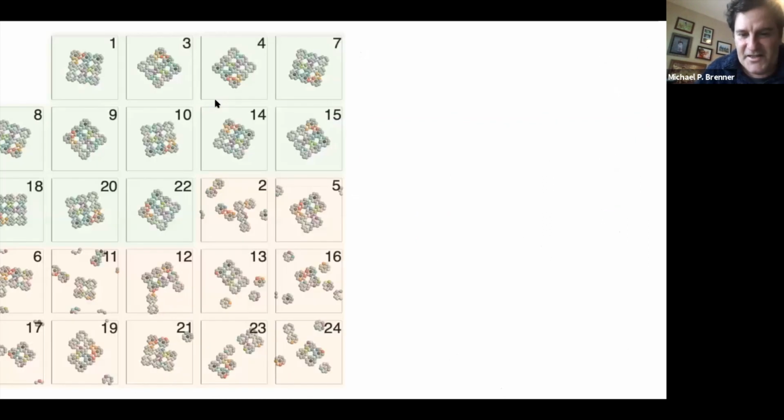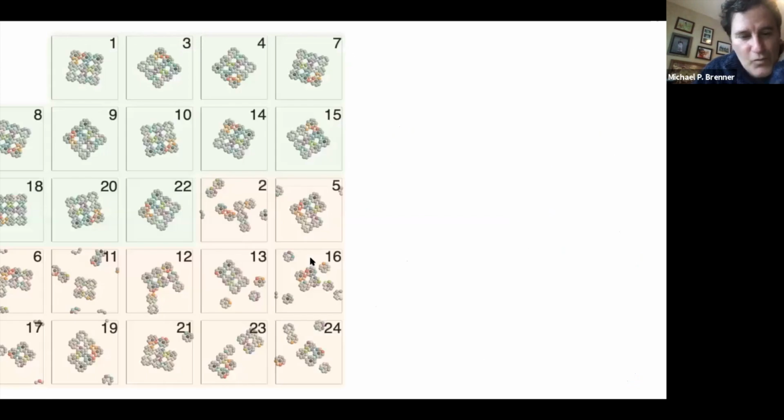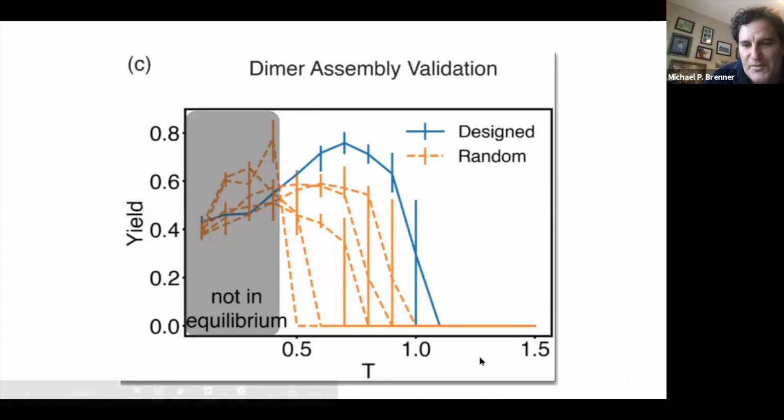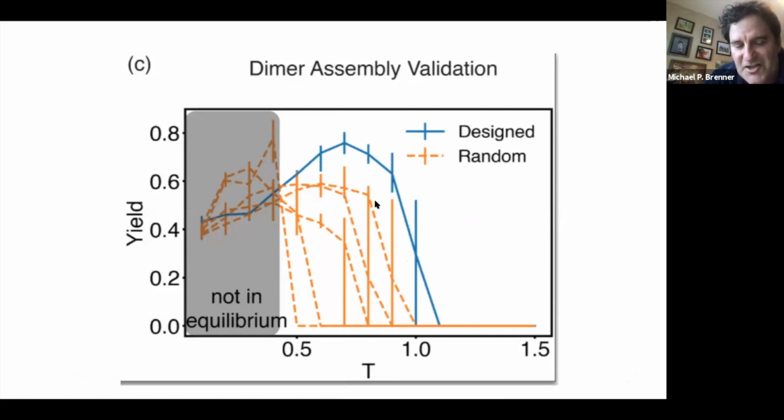Then she instantiated this in her simulations in HOOMD-blue, where she built faces with the interactions that come from this, and she tried to assemble a 3x3 square. This is a number of simulations, and there were some errors, but the yield was high. This is a plot of the yield as a function of temperature for many runs of the designed strands, which have designed interactions, versus purely randomly chosen magnets. You see that when you design them, you can get the yield to be higher than the random ones. This is the glassy region, where you shouldn't look.